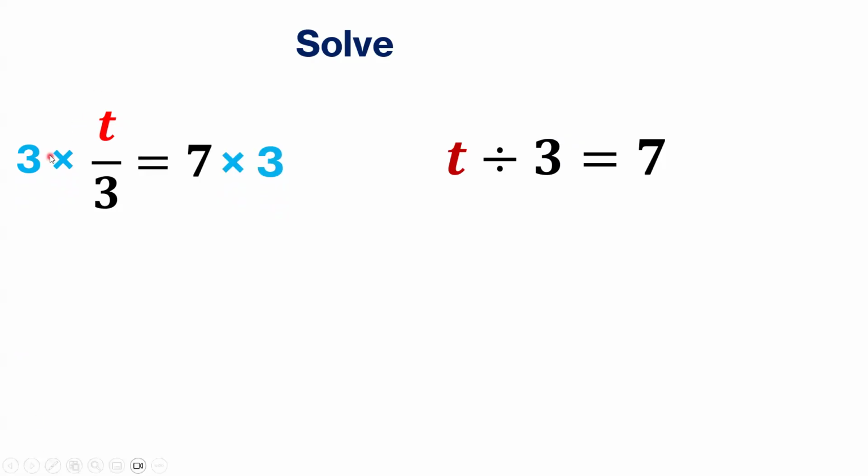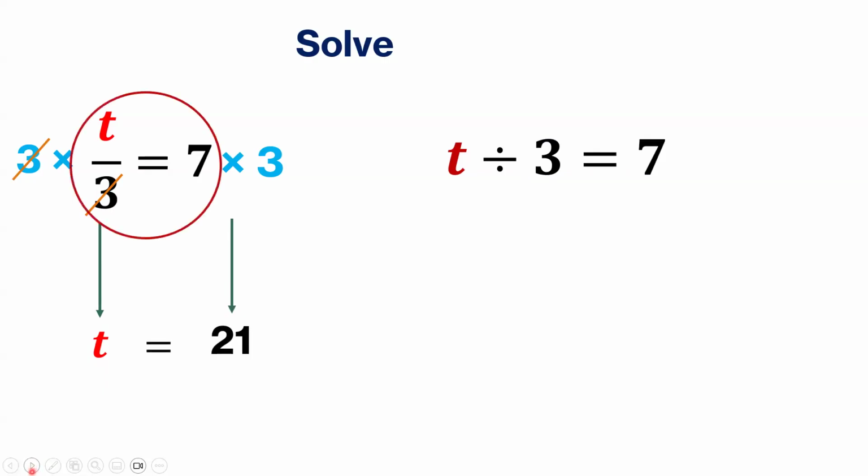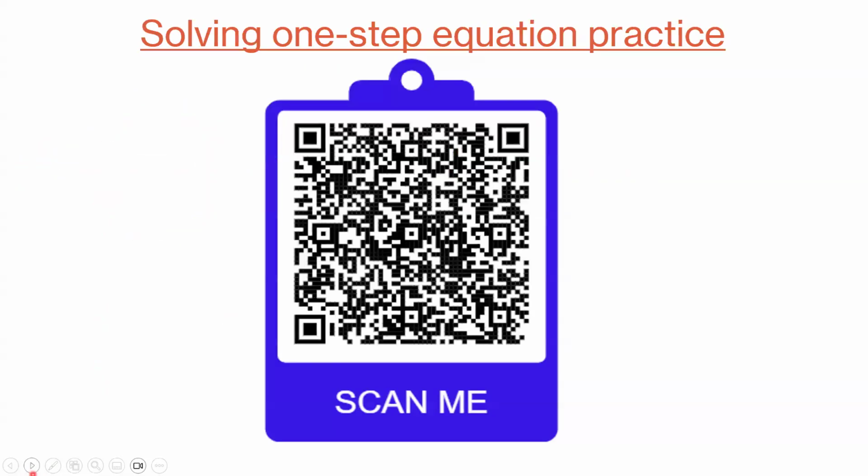Here it's like simplifying 3 in the numerator. You can write it over 1 simply, or you can keep it like this. You can simplify 3 in the numerator and 3 in the denominator, as we did in the previous example. You cancel the 3 with the 3. So you will have only t on the left-hand side equals to 21. And then if you want to check your answer, you will go to the original equation, replace t by 21, and check that 21 divided by 3 will give you 7, which is true. So it means your answer is correct.